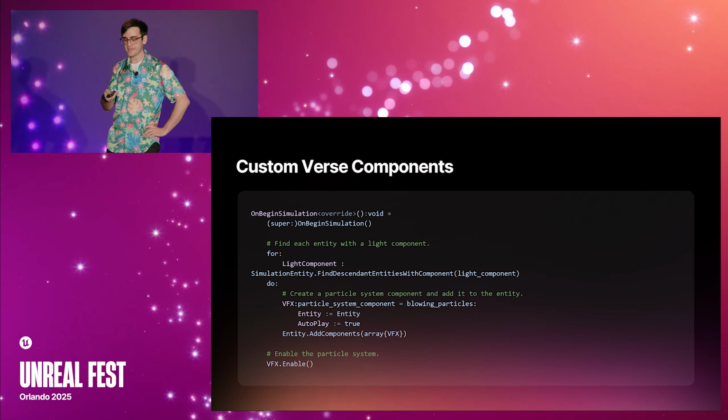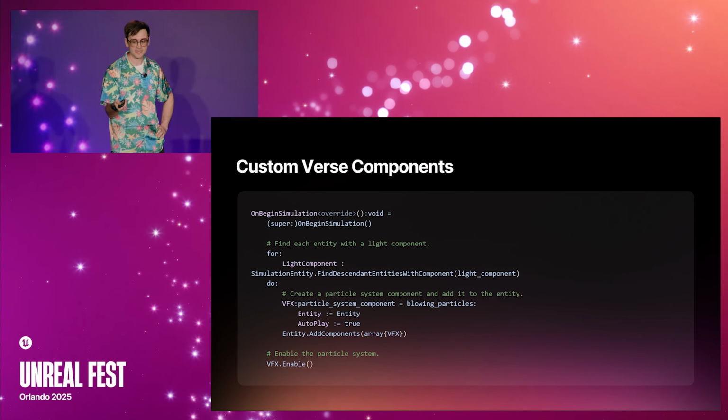Then we create a new particle system component named VFX of type blowing particles. What's blowing particles? Well, actually, it's a custom VFX asset that we expose to verse through our assets file. We then set it up and add it to the entity with the AddComponents call and then enable it, right? And even though this is a super simple looking example, it's not that many lines of code.